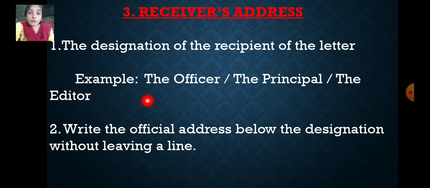If you are going to write the letter for the newspaper, you will write to the editor. If it is a school, you will write the principal. So the designation is the school principal. Or if it is any civic authority, you will write to the municipal corporation. Or for the newspaper, it is the Times of India, or the school's name. Okay, so this is the receiver's designation.